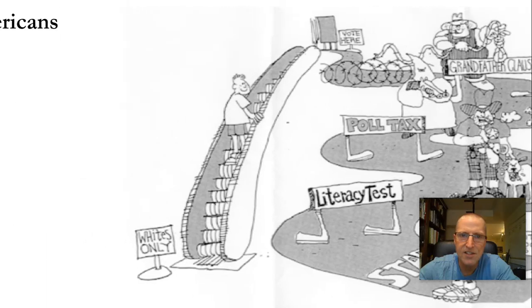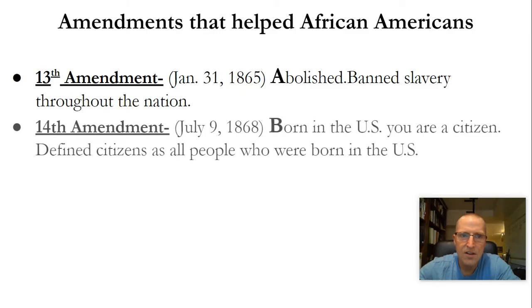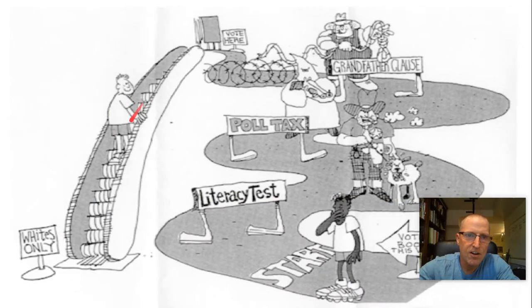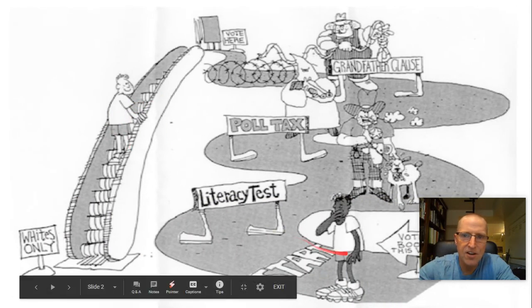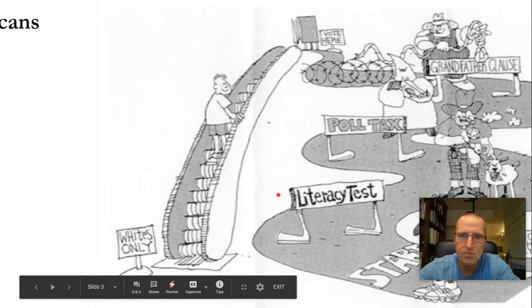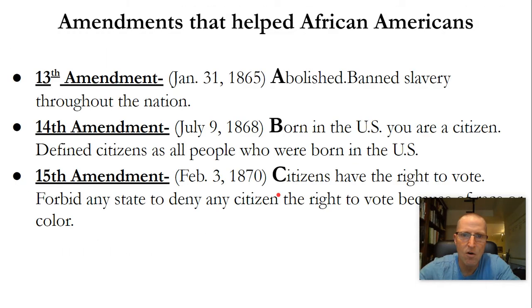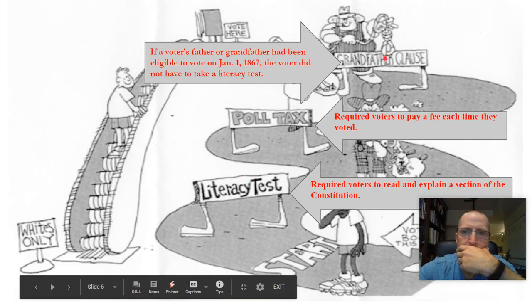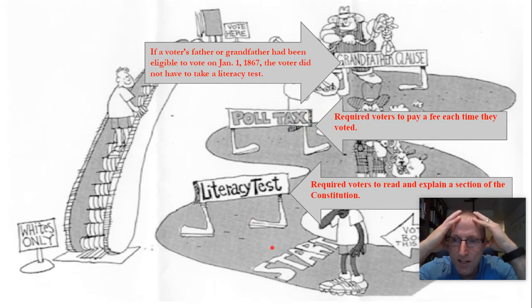With that in mind, here you have this political cartoon right here staring at you. So why is it that one guy over here is going to have it easier than another one when it comes to voting? Well, let's break down what these obstacles now are. So if we look here, and we'll start with these obstacles, and we'll go from the first one to the end. All right, the first one here is going to require voters to read and explain a section of the Constitution. That's a literacy test.